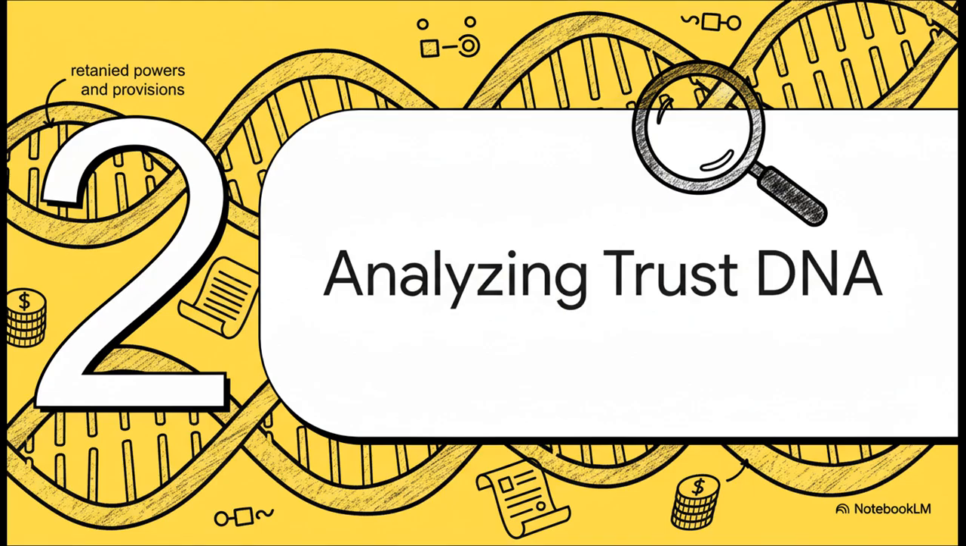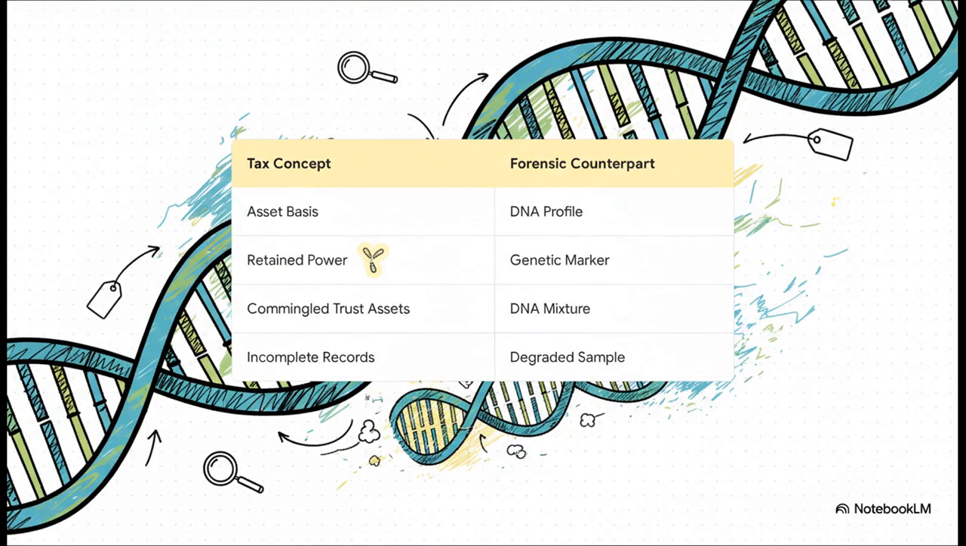We are going to analyze the genetics of a trust, right? We're hunting for those specific markers, the retained powers, the specific clauses that tell us if it qualifies for that incredibly valuable tax benefit. And you know, what's so cool is how neatly these tax concepts map onto forensic terms. Think about it. An asset's basis? That's its fundamental identity, its DNA profile.